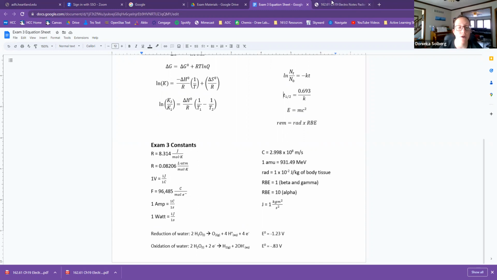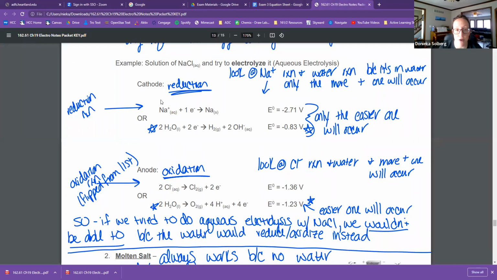So when I go back to the notes, essentially what I'm doing is at the cathode where reduction happens, it can either be what I want or water being reduced. So what you have to do is look at the values, and whichever one is more positive is going to occur. That's the one that is easier, right? The higher it is on the reduction potential sheet, the easier it is going to reduce. Okay, so it's negative 0.83 volts versus negative 2.71 volts.